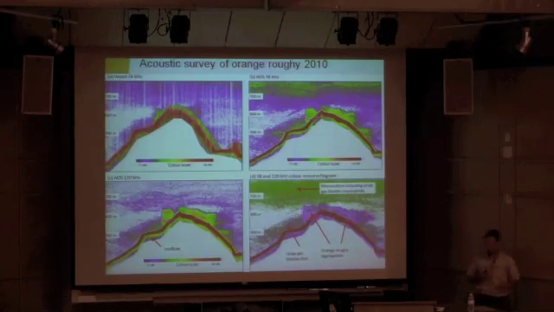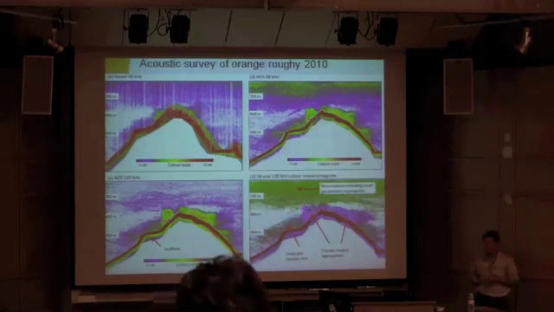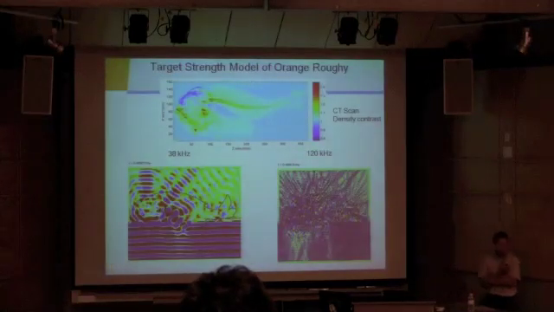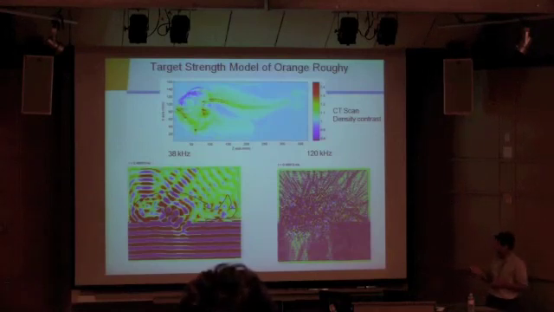So from this, we've removed one major part of the uncertainty in mapping these seamounts for species, which is the species composition. The next major uncertainty with acoustic surveys is target strength. Target strength is the reflection of an individual fish, and to convert these acoustic surveys into biomass, you need to know target strength. And so this is very problematic for orange roughy.